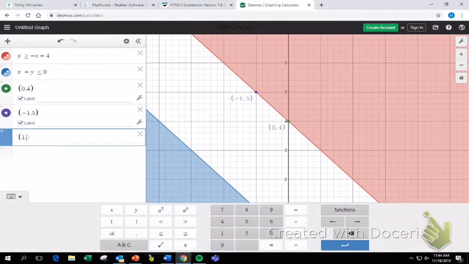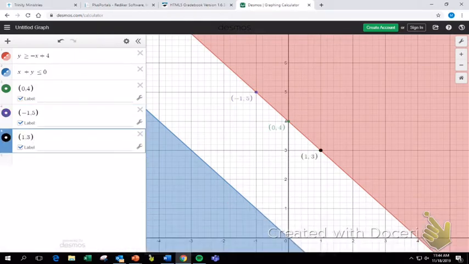1, 3. Okay, so here are the 3 points. Now remember, we need points that are labeled, and we need what on both ends of the line? We need arrows, okay? So make sure that once you draw the line, draw that line from one side of the graph to the other.